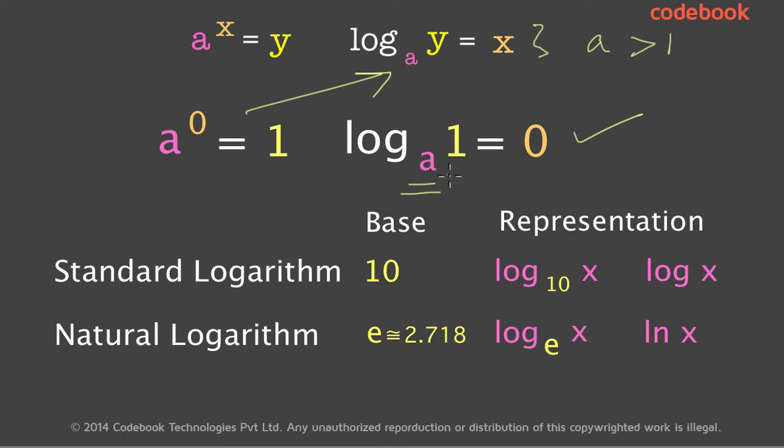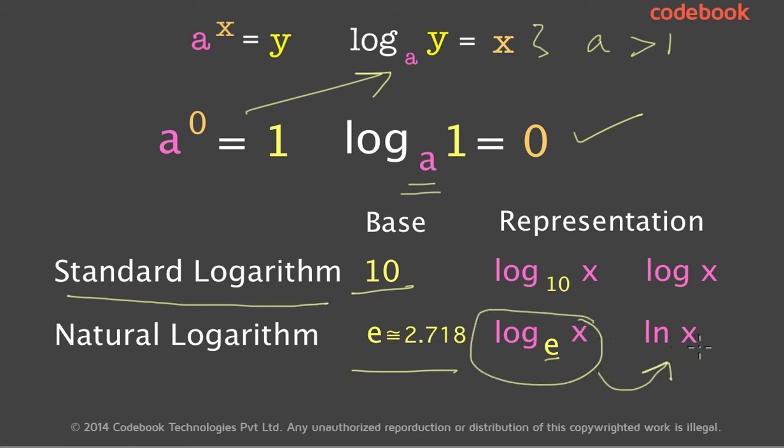So talking about bases, logarithms are generally represented in two types of bases. One is base 10, the other one is called base e, which approximates to 2.718. So any logarithm which is represented as base 10 is called standard logarithm, and it is represented as log x to the base 10 or simply log x. Whereas a natural logarithm, which is represented with the base e, is sometimes represented as log x to the base e, but this notation is very rare. Generally, we represent this as ln x, where ln is natural logarithm.